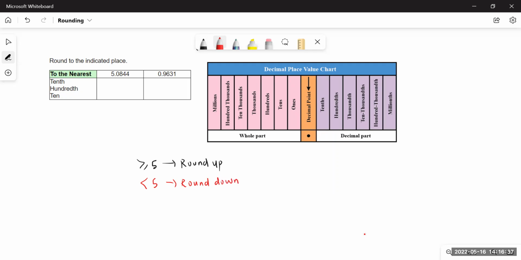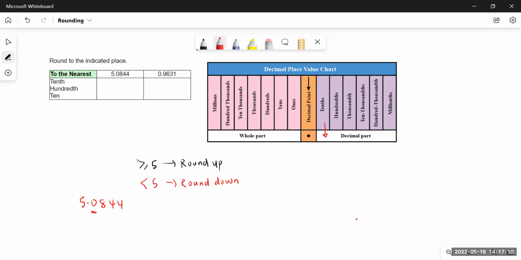And here we have ourselves a decimal place chart, because sometimes it is helpful to have this chart on hand. All right, now let's look at how to round 5.0844 to the nearest tenth. So the first step is to locate your place value. So the tenths place is the 0. And you can confirm that on the decimal place value chart. Right after the decimal point, you have your tenths place.